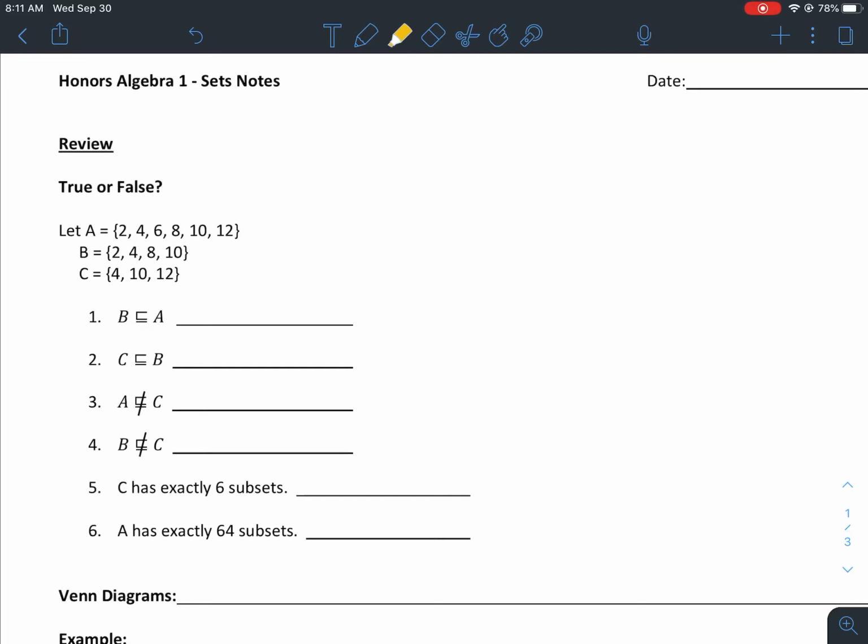Meaning, is every element in B also in A? So what we do is we check, is 2 in A? Yes. Is 4 in A? Yep. Is 8 in A? Yes. And is 10 in A? Yes. So therefore that is a true statement.